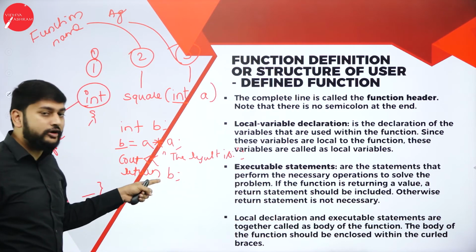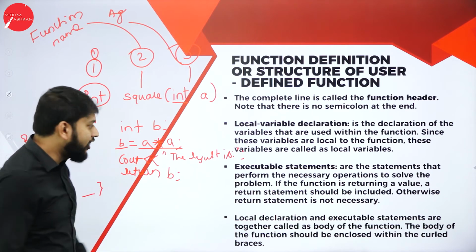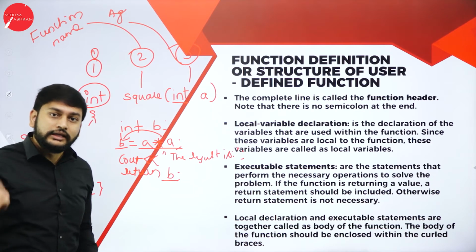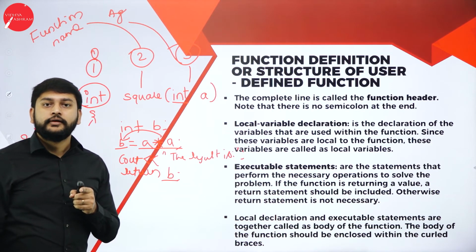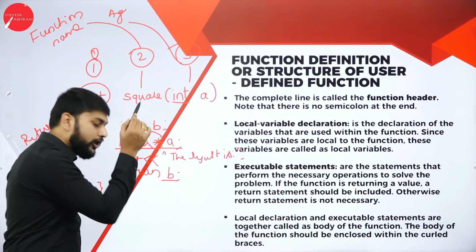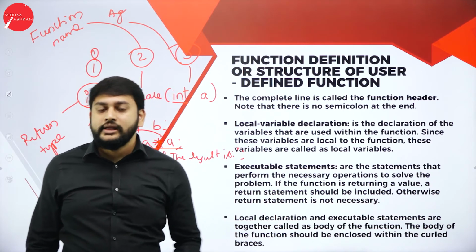So that is what I will call it as B. So I have calculated the square of the given number. I have stored this value in B. I have to return this B. So whoever called, to them. Got my point? Who is calling this function? For them I am sending the value. You got my point? That is very important.